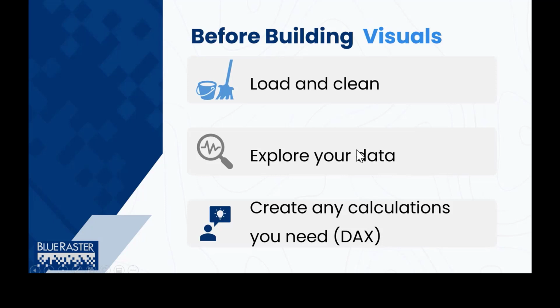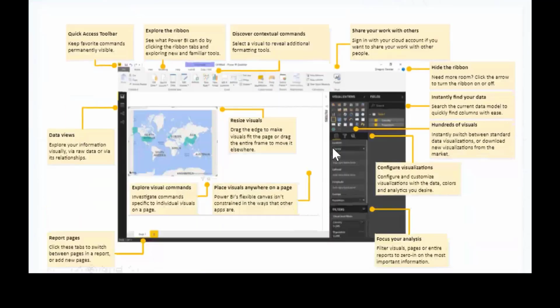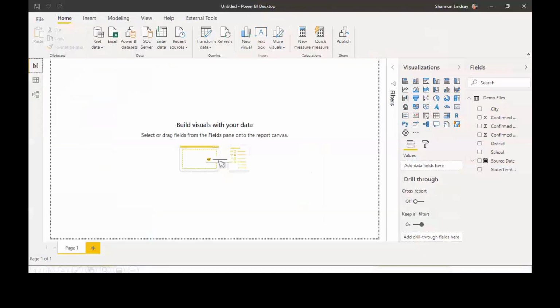Okay, the next thing we're going to want to do is to explore our data, which we've started doing. We're going to assign some data types, particularly to our location data, and then we're going to create any calculations that we need in DAX. So let's jump back in to Power BI, and we're going to get started.